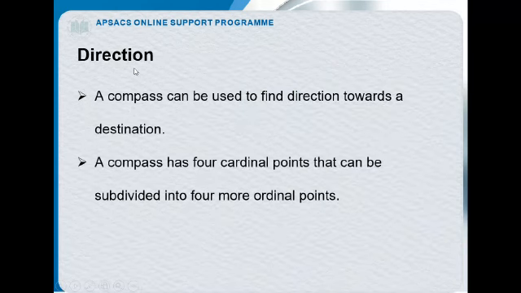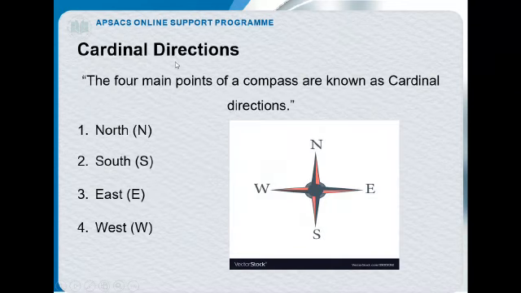Moving towards direction. A compass can be used to find direction towards a destination. Whenever we want to move to a place, we use direction, and for this purpose a compass is used to show or find directions towards any destination that we want to reach. A compass has 4 cardinal points that can be further subdivided into 4 more ordinal points. What are cardinal directions? The 4 main points of a compass are known as cardinal directions. As you can see in the figure, we have north, south, east and west. Simply, they are known as the cardinal directions.